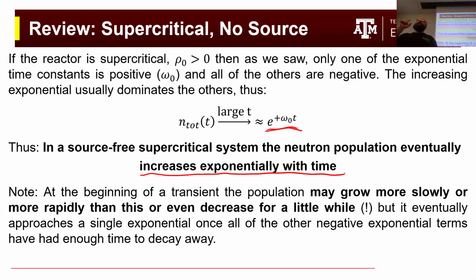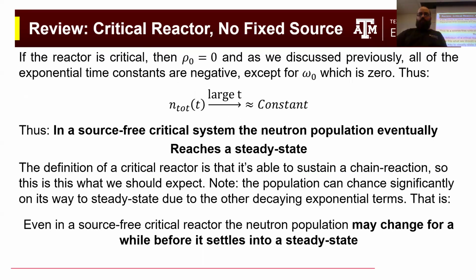And like we were saying before, at the beginning, that might not be the case. Generally, what we'll assume at the beginning is that for a positive reactivity insertion, you have a little bit of a prompt jump followed by that increasing exponential behavior. And then if it's a critical reactor, that means the insertion is negative. All of our time constants are negative except for omega zero, which is zero. So our solution is going to be dominated at large time by e to the zero, and e to the zero is a constant. Therefore, our solution behavior as time moves forward is going to look constant, or in other words, our solution is going to be in a steady state.